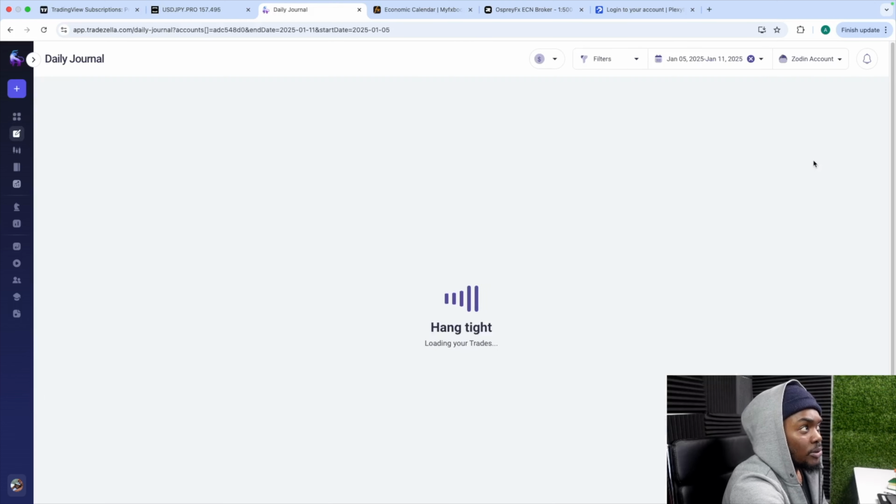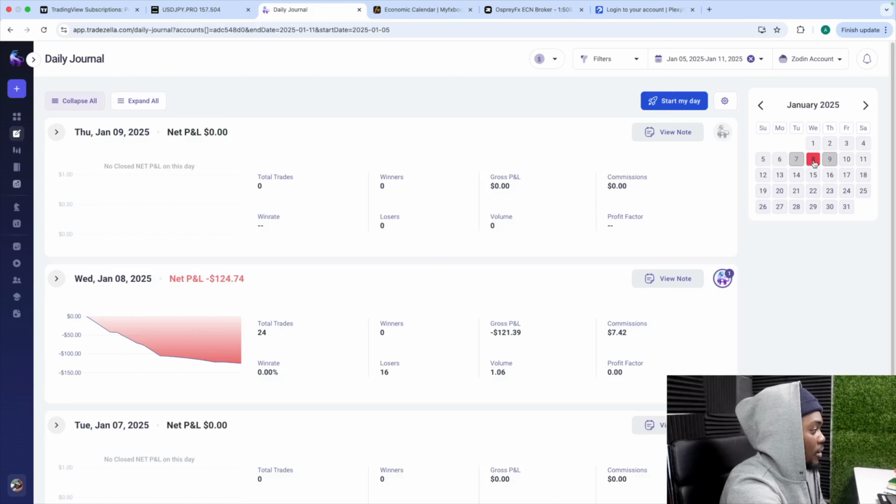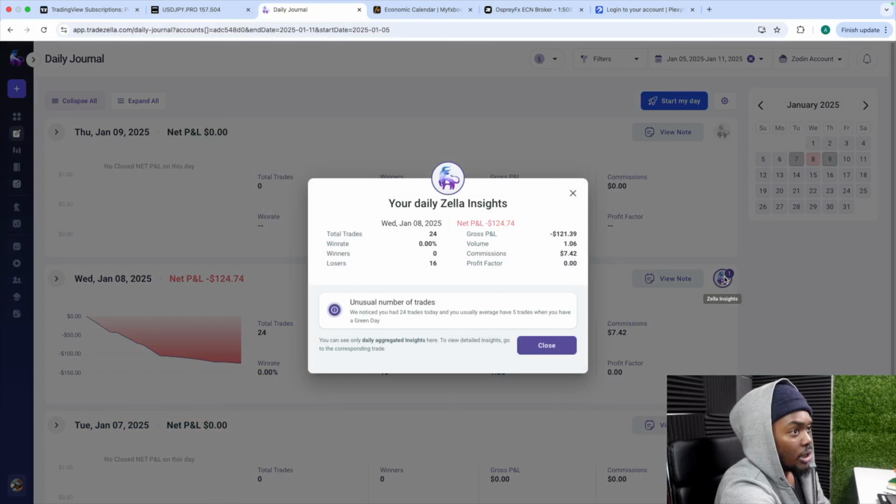So let's go back to my previous trade, which was last week Wednesday, and I lost about $125. Let's go to the insights here, and I'm just going to give you guys a few little tools and neat things, which is one of the reasons why I like TradeZilla.